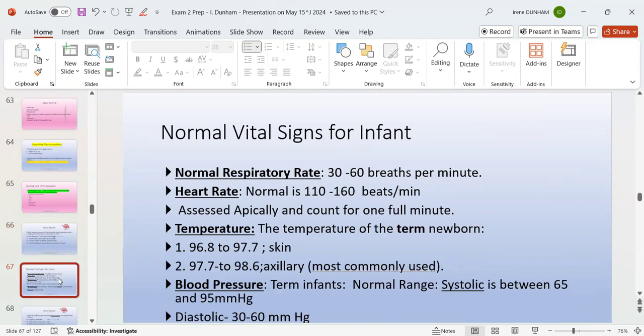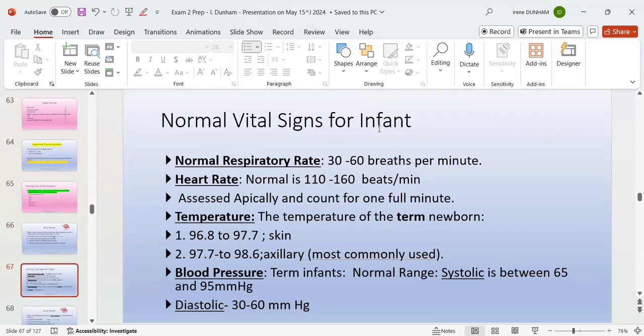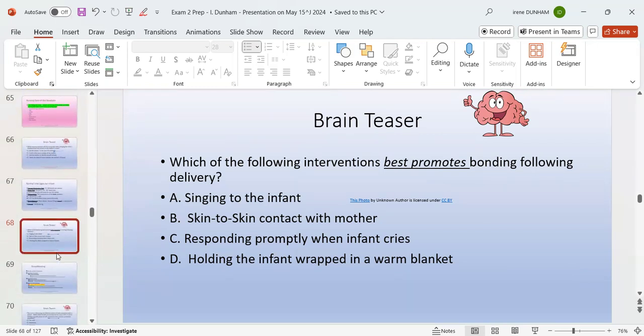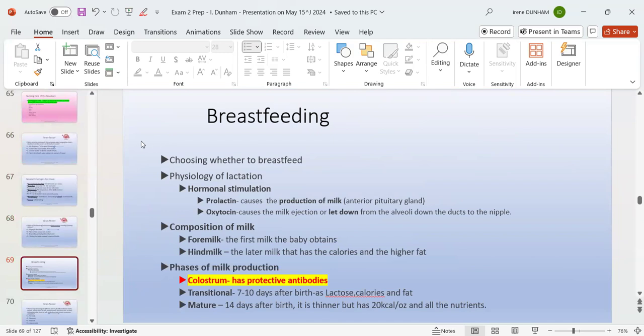Let's see here. I would suggest that you know the normal vital signs for an infant. So again, the heart rate is just like it was pre-birth, 110 to 160, and the respiration 30 to 60 breaths per minute. Those are two that I definitely would know, and the temperature, because those are good test questions to ask. And I'll tell you who likes those kind of questions is HESI. All right, so how about another question? Which of the following interventions best promotes bonding following delivery? B. Yeah, B. Good.